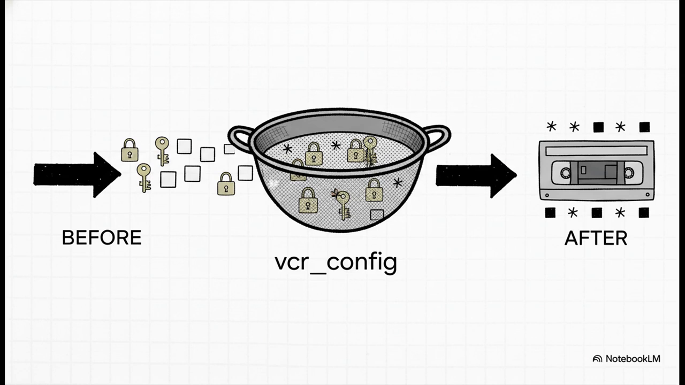The standard way to do this with PyTest is to create something called a fixture. You can think of a fixture as just a bit of setup code for your tests. Here, we're making a VCR config fixture. And inside it, we're telling VCR.py, "Hey, before you save the cassette, find the authorization header and any API key parameters and replace their values with these redacted placeholders." This way, your secrets never even touch the file.